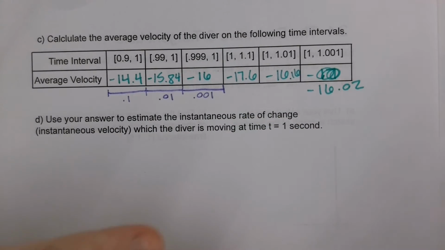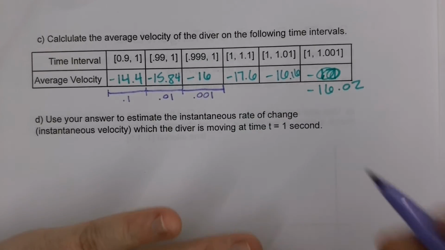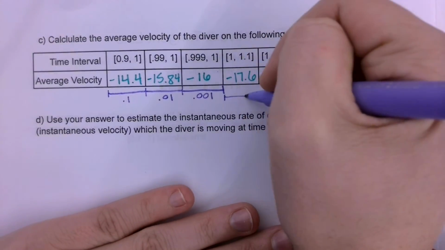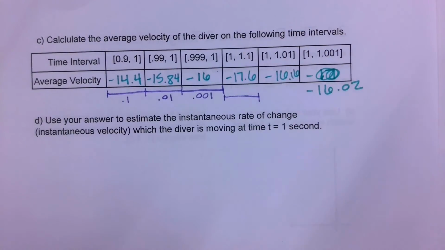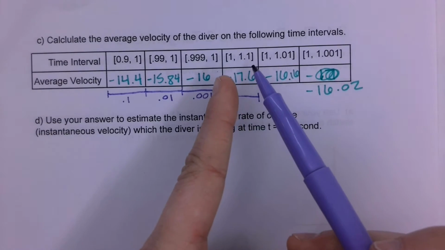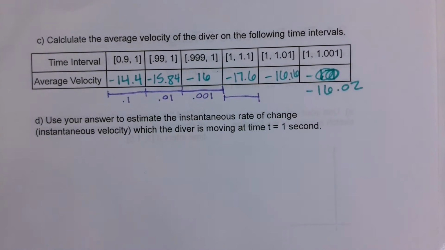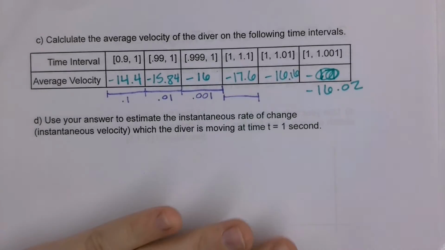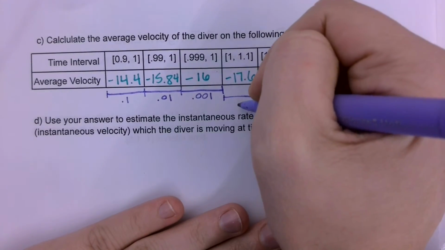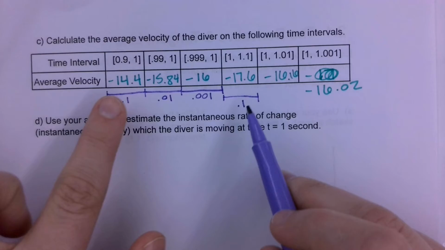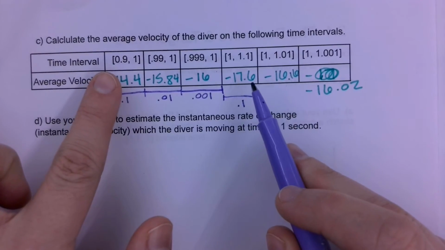Okay, then it kind of starts over. I really probably need to make this table where it goes in instead of out, but it's okay. It starts over from the other side because now we're looking at 1 to 1.1. So this is on the other side of 1. What is the length of that interval? 0.1. Okay, so this is the same as this guy. It's just on the other side.